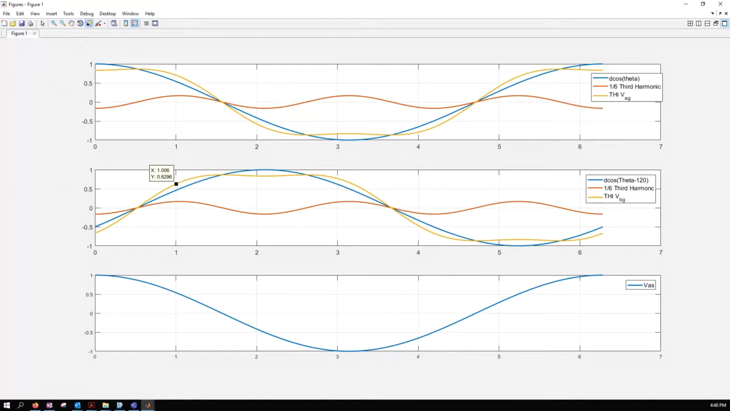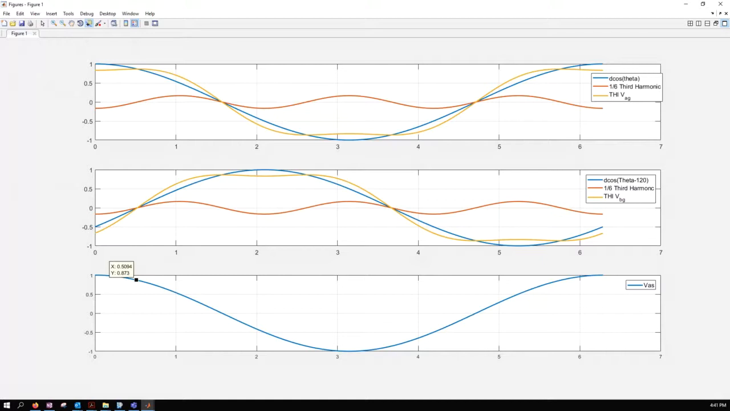But when you add 2/3 of VAG, minus 1/3 of VBG, minus 1/3 of VCG, you're going to get a sinusoid, which is your VAS voltage that you apply to your machine. That's what the machine sees. Okay, this is the phase voltage the machine sees.